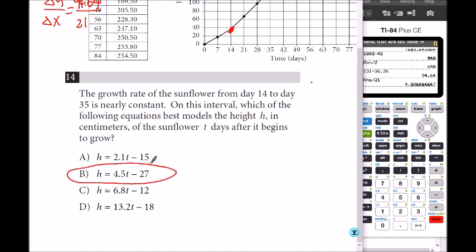Your y-intercept is not necessarily 40, because if you use that slope, it goes negative. But since there's only one slope that matches ours, you don't have to worry about the y-intercept. Just pick B.